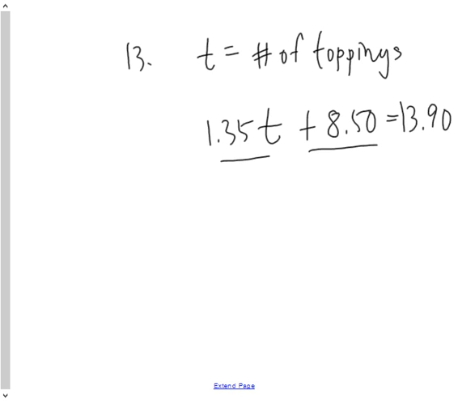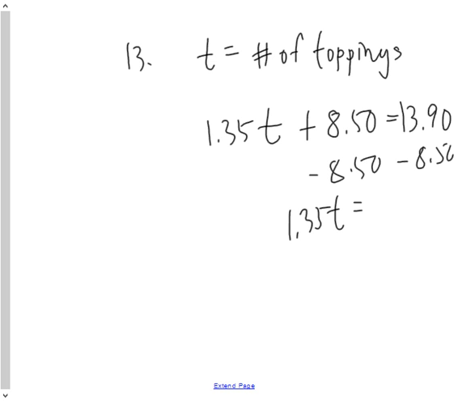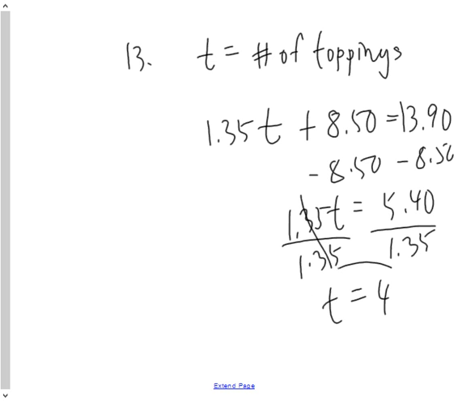Okay? So algebraically speaking, and I know it's probably easier to solve without doing algebra, but algebraically speaking, this is an equation that represents that. So how many toppings are on a pizza that costs $13.90? We'll subtract the cost of your pizza, and you'll get $1.35 times the number of toppings you bought will equal $5.40. Divide both sides by the cost of a topping, and you will find that T equals 4.